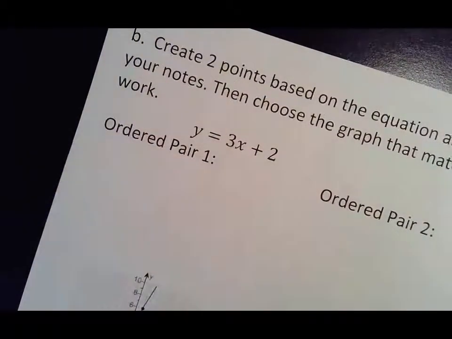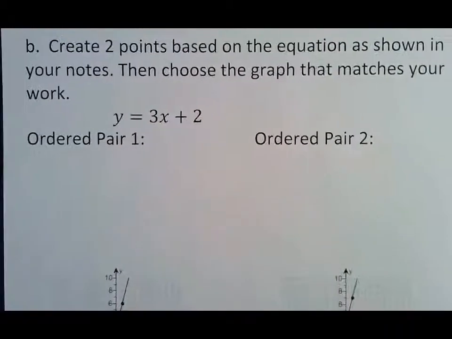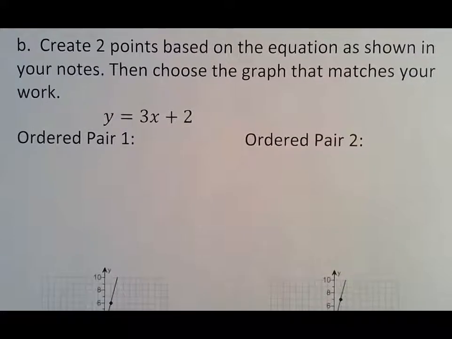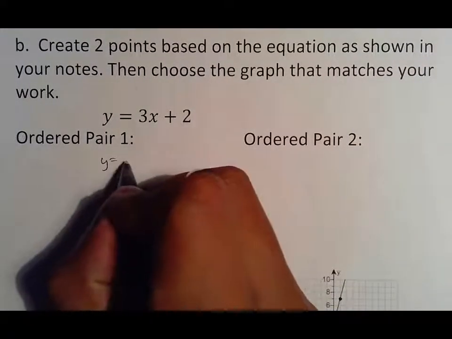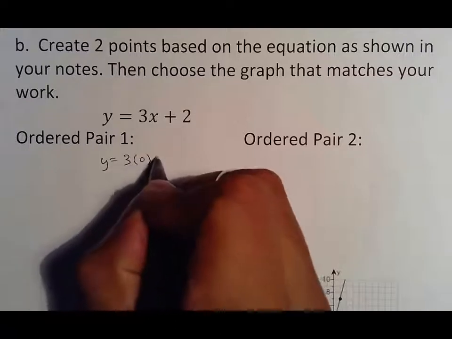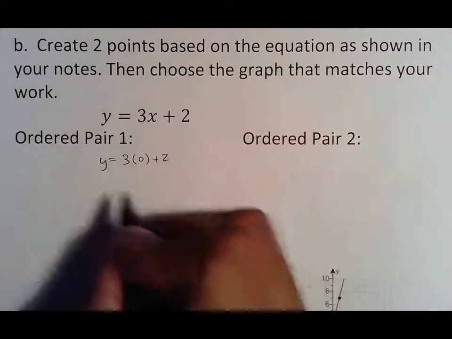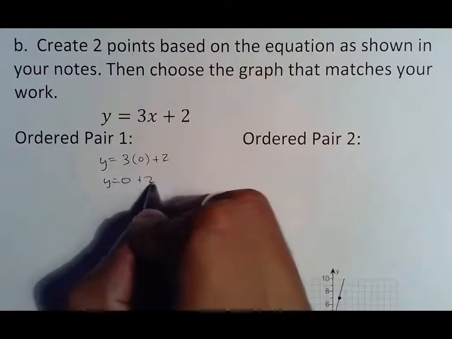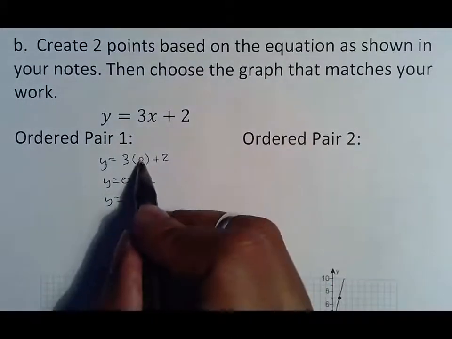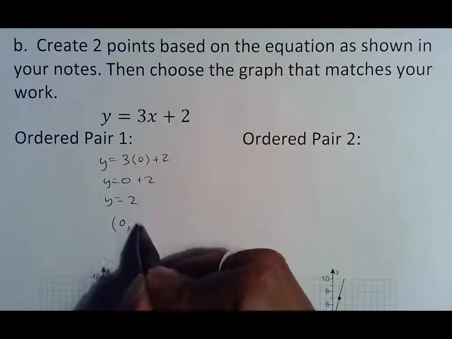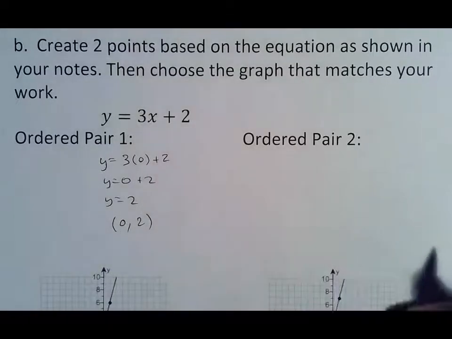All right. Again, if you have any issues, send me a picture of your work and the decision you made, and I'll be able to help you out and try to figure out what you might have done wrong. Again, ordered pair 1 is 0, so you're going to use 0. So 3 times 0 plus 2, which is 0 plus 2, or just 2. But what they need to know is the ordered pair. We used 0 for x and got 2 for y.